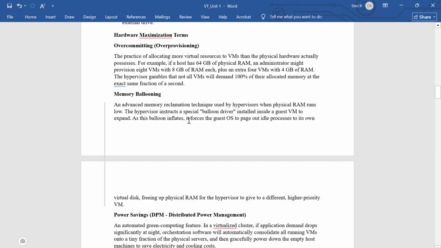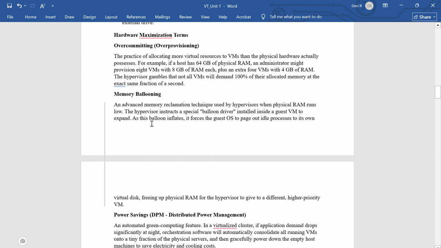So it is the advanced memory reclamation technique used by the hypervisor when the physical RAM runs low. What it will do is the hypervisor will instruct the balloon driver installed inside the guest VM to expand the memory. As this balloon inflates, it forces the guest OS to page out idle processes to its own virtual disk, freeing up physical RAM for the hypervisor to give to a different higher priority VM. So once the available memory is allocated, it is free to use the physical RAM for the hypervisor, right?